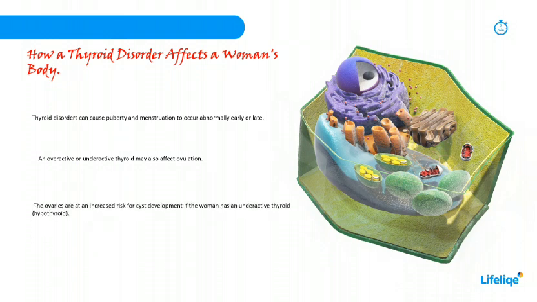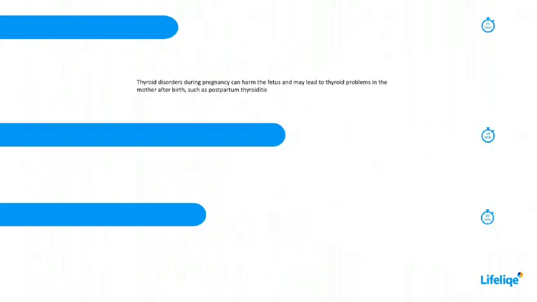and the ovaries are at an increased risk for cyst development if the woman has an underactive thyroid, that is hypothyroidism. And severe hypothyroidism can cause milk production in the breast while preventing ovulation. These thyroid disorders during pregnancy can harm the fetus and can lead to thyroid problems in the mother after birth, for example, postpartum thyroiditis.